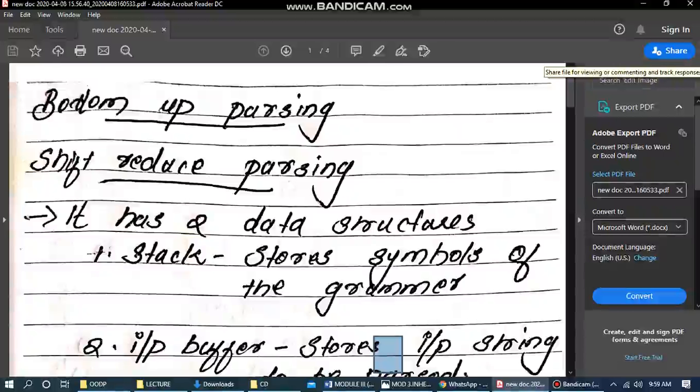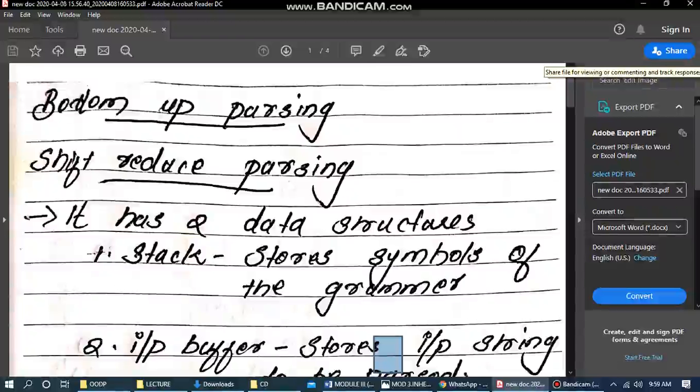Let's discuss bottom-up parsing. Bottom-up parsing, from the name itself, is parsed from the bottom to reach the start symbol of a grammar. If a grammar is given and some of the productions are also given, then we will create a parse tree. Then based on that parse tree, we pass from bottom to top in order to reach the start symbol of any grammar that is given.